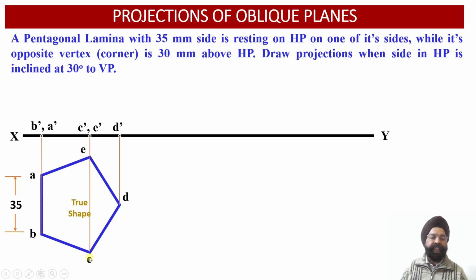Similarly, the projectors through C and E will again coincide with each other, and onto the XY reference line, these 2 points, C and E, corresponding to this pentagonal lamina, will be projected as C dash and E dash front view projection points over here. And finally, when we look at this particular corner of the lamina, that is point D, it will be projected as point D dash onto the XY reference line.